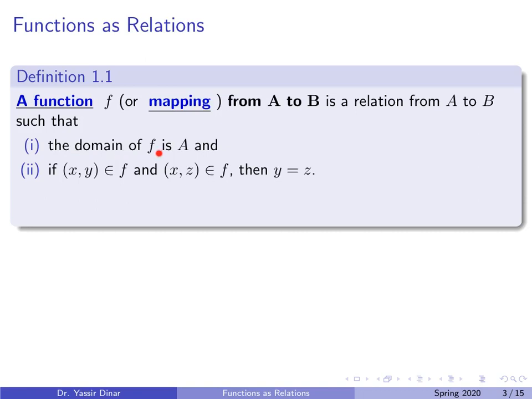First, the domain of f is A. We know that the domain of any relation is a subset of A. So to prove that the domain of f is A, what we need is to prove that for any x that belongs to A, x is in the domain.